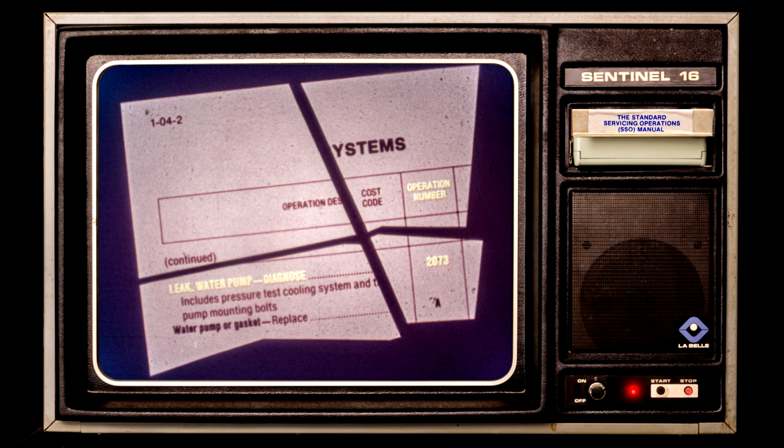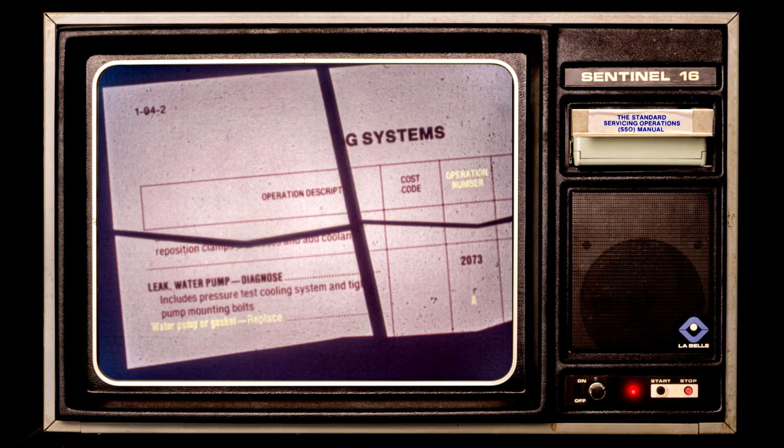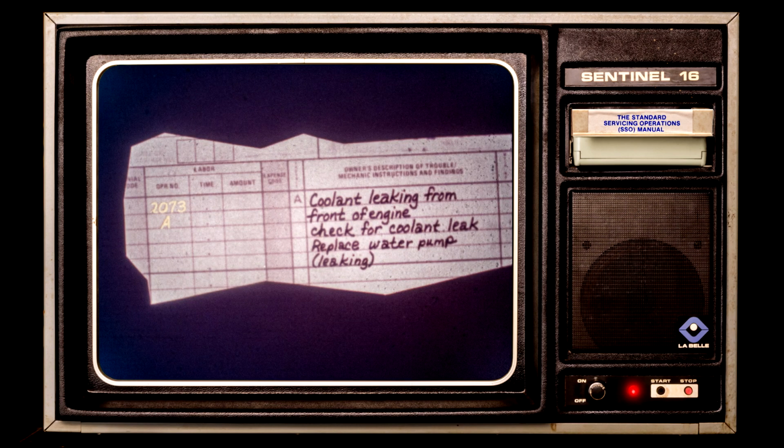For our example, the major operation number is assigned to the diagnosis procedure. That number is 2073. Combination operations, which are related additional operations that involve the same basic components, are listed under major operations. In our example, the replacement of the water pump or gasket is a combination operation that's combined with a diagnosis operation. So the operation number that must appear on the claim form would be 2073.